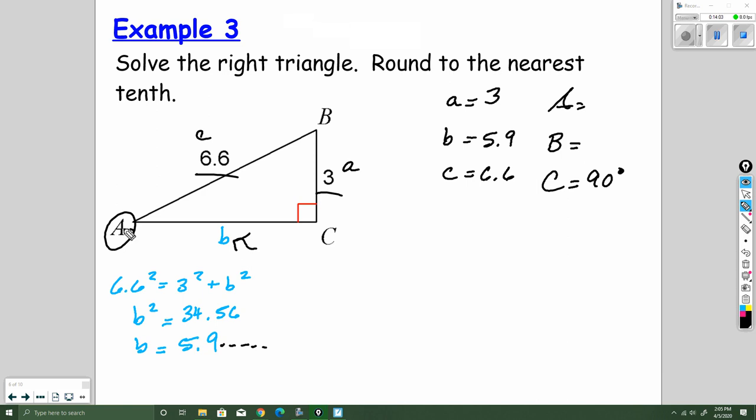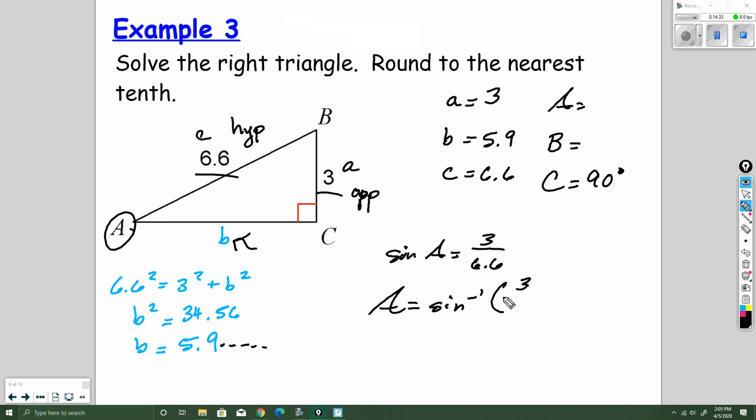Now, with respect to angle A, we have 3, which is side a, that's opposite angle A. And then we are also given the hypotenuse. Opposite over hypotenuse refers to sine. So we can set up sine of A equals 3 on 6.6. And now, like we just discussed, to get rid of sine, we take inverse sine of both sides. So we have A equals inverse sine of 3 on 6.6. And when we solve for A, we get about 27 degrees.